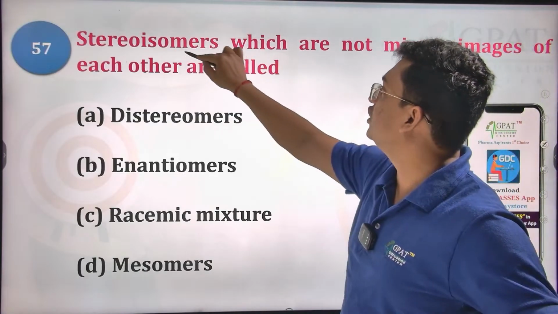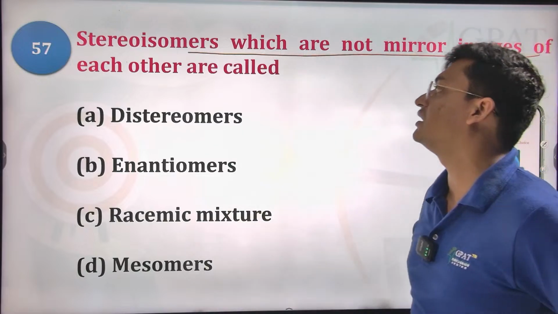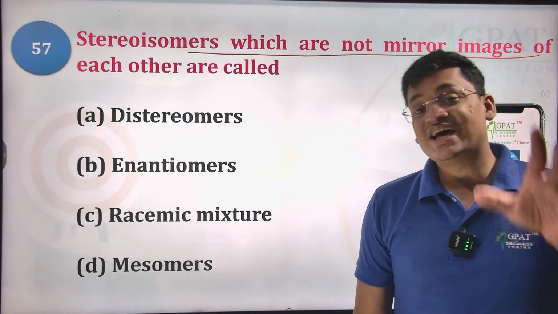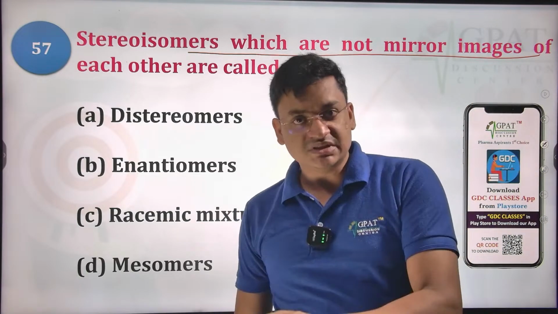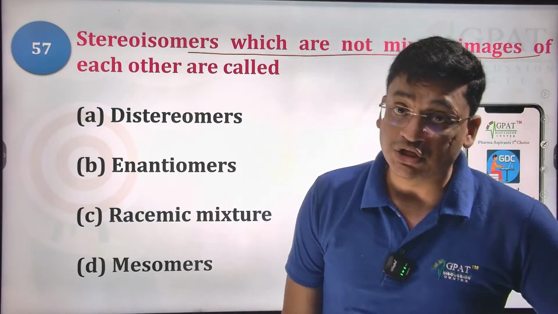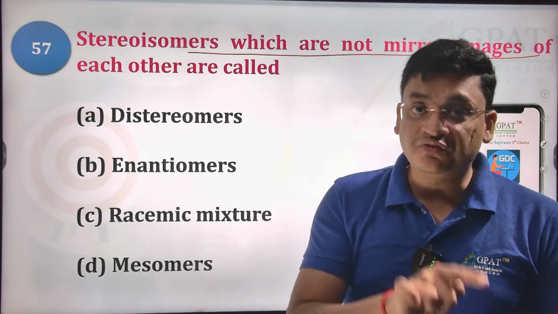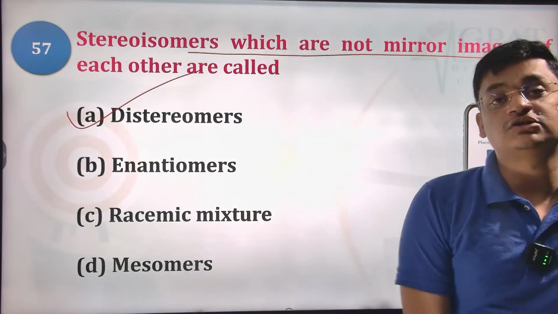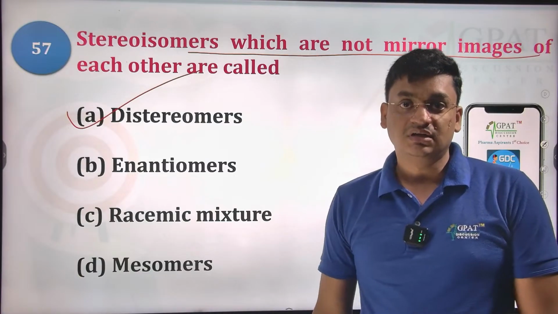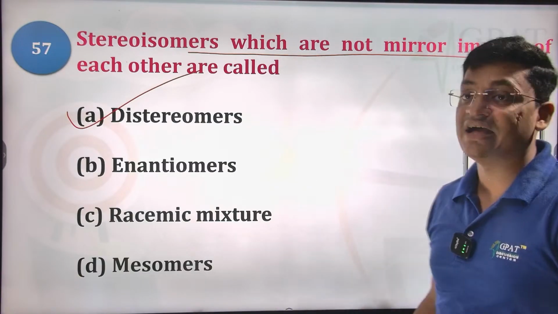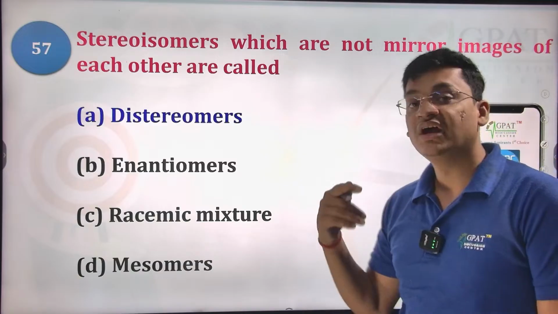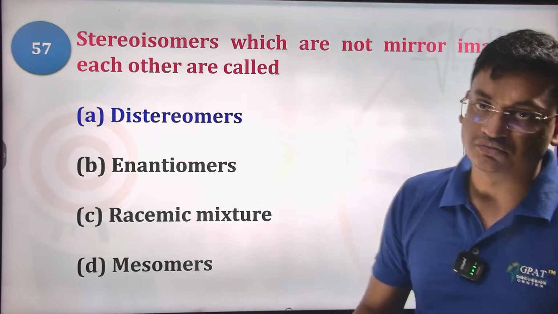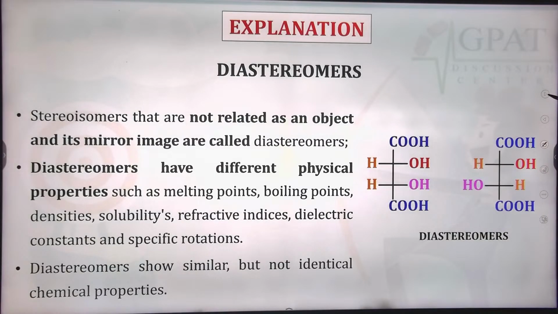Next question: stereoisomers which are not mirror images of each other are called. Since they are not mirror images of each other, they will be different images, and the different images are known as diastereoisomers. DIA, that is different images, are diastereoisomers. So the stereoisomers that are not related as mirror images are diastereoisomers, and the diastereoisomers are having different physical properties. All the geometrical isomers will be diastereoisomers. So yes, A is the right answer.